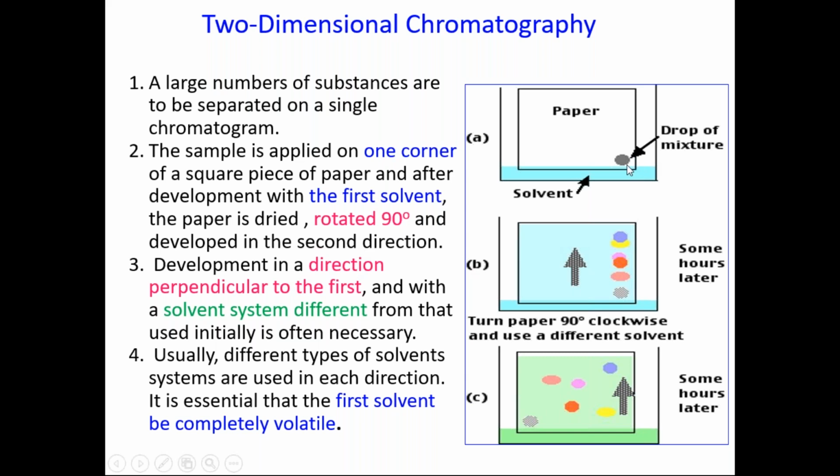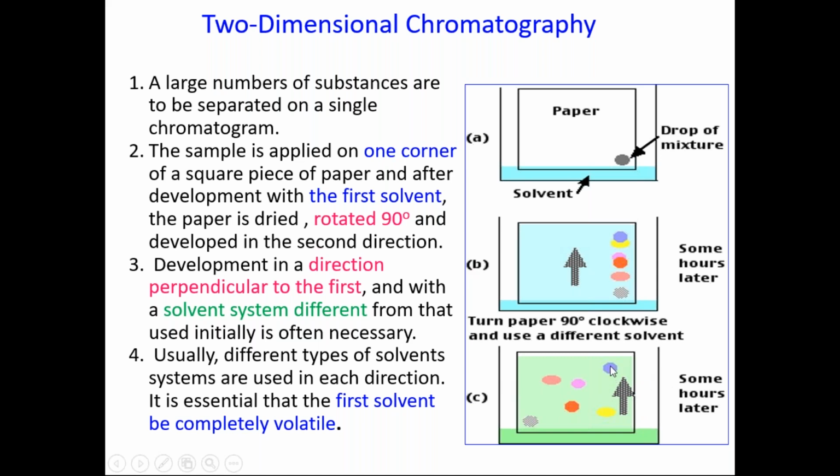So if this is the paper, you have run it this way, you turn the paper 90 degrees and run it in a second solvent system. So now you see in the first direction, this red and this spot have not separated, and these two spots have not separated. However, when you run it in this direction, in the second direction.